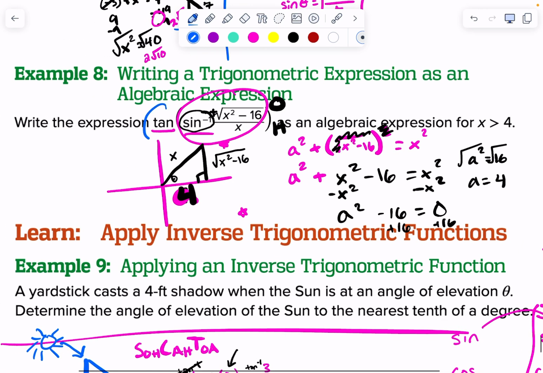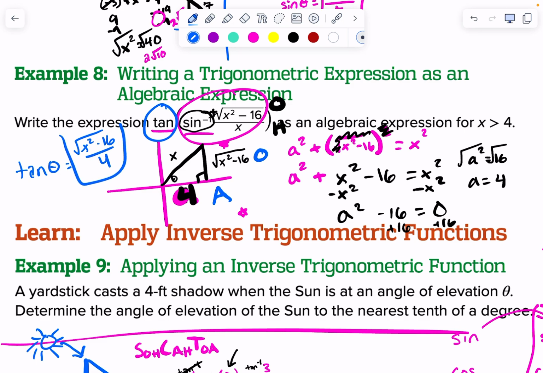Now we want to do tangent. So tangent of our angle theta is opposite over adjacent. Tangent is O over A. So the square root of the ugly over 4. Look at that. Fancy. You can't break it apart.